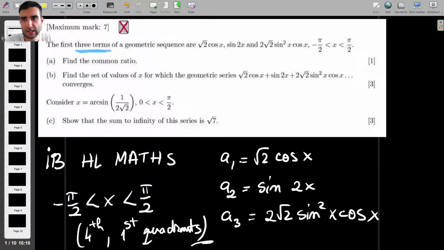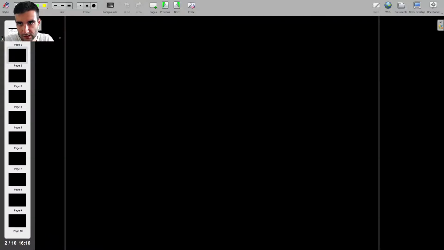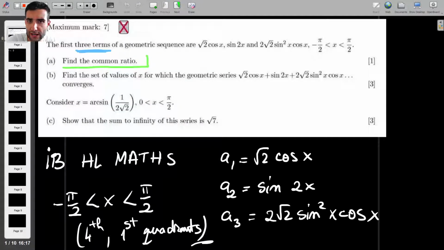For now, we're going to start with part A, which is related to finding the common ratio. Even if the question did not ask you explicitly to find the common ratio, you should still do it. Whenever you have a geometric sequence, it's a really good idea to find what the common ratio is. So the common ratio, let's call it Q, is equal to the ratio of two consecutive terms. Let's say A2 over A1. You could do it with A3 over A2 if you want, but I'll do A2 over A1.